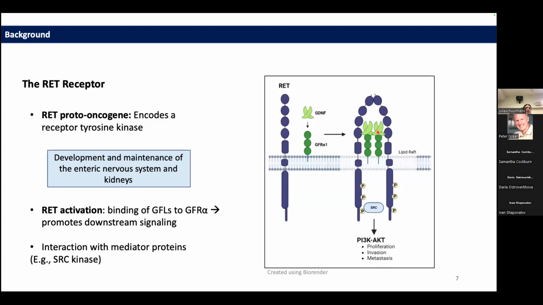This causes receptor dimerization and autophosphorylation of intracellular residues, and then several intracellular proteins can interact with RET to mediate downstream signaling pathways. Here I show Src kinase, and these activate pathways such as the PI3K-AKT pathway, which is important for proliferation, but also in cancer is associated with invasion and metastases.